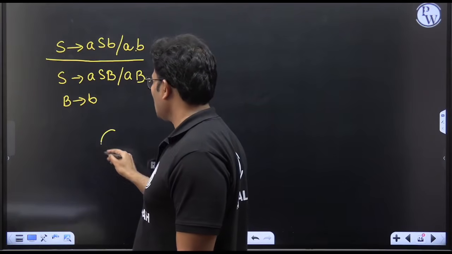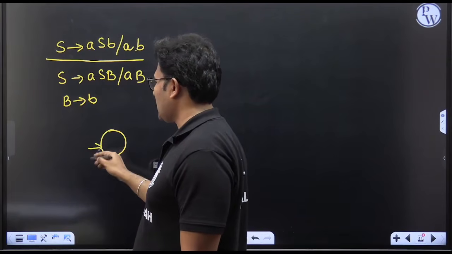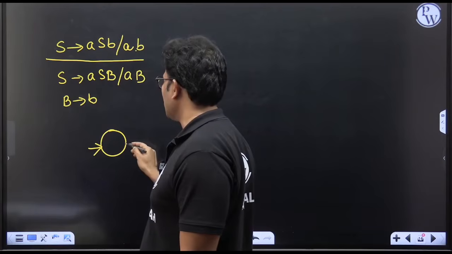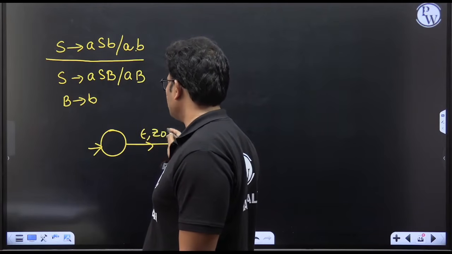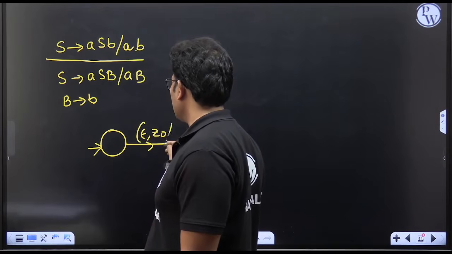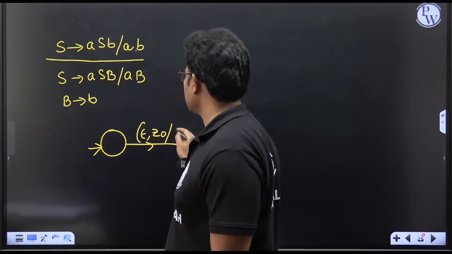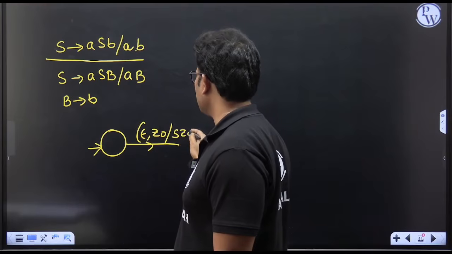Now let us see how to convert this into pushdown automata. Initially, without seeing anything, let Z0 be on top of the stack. Without seeing anything, you just push Z0, the initial symbol.